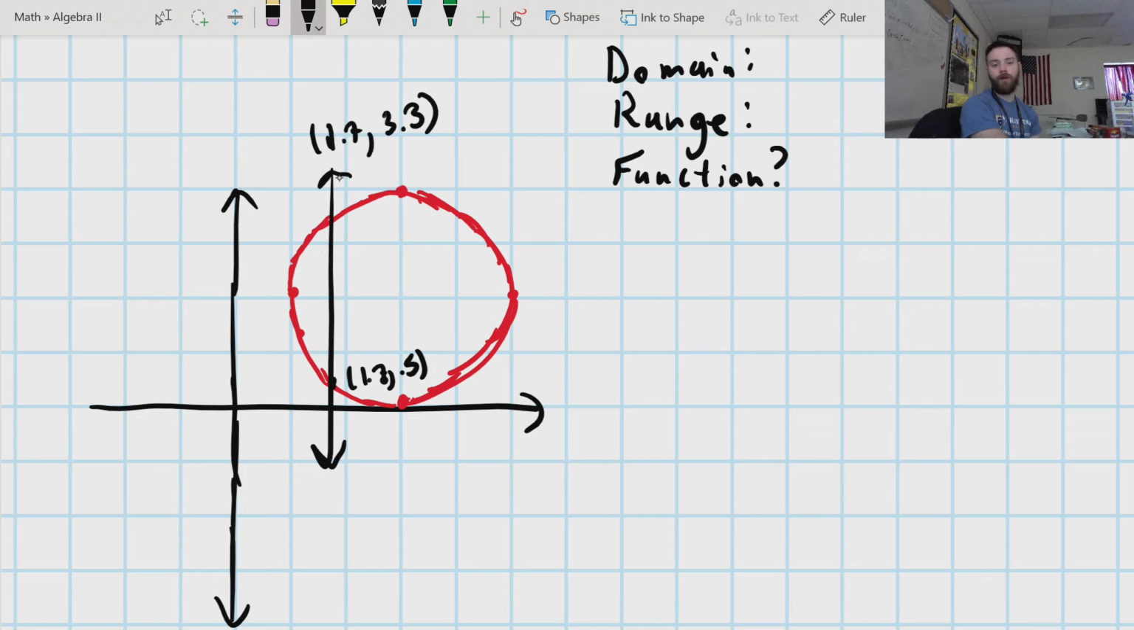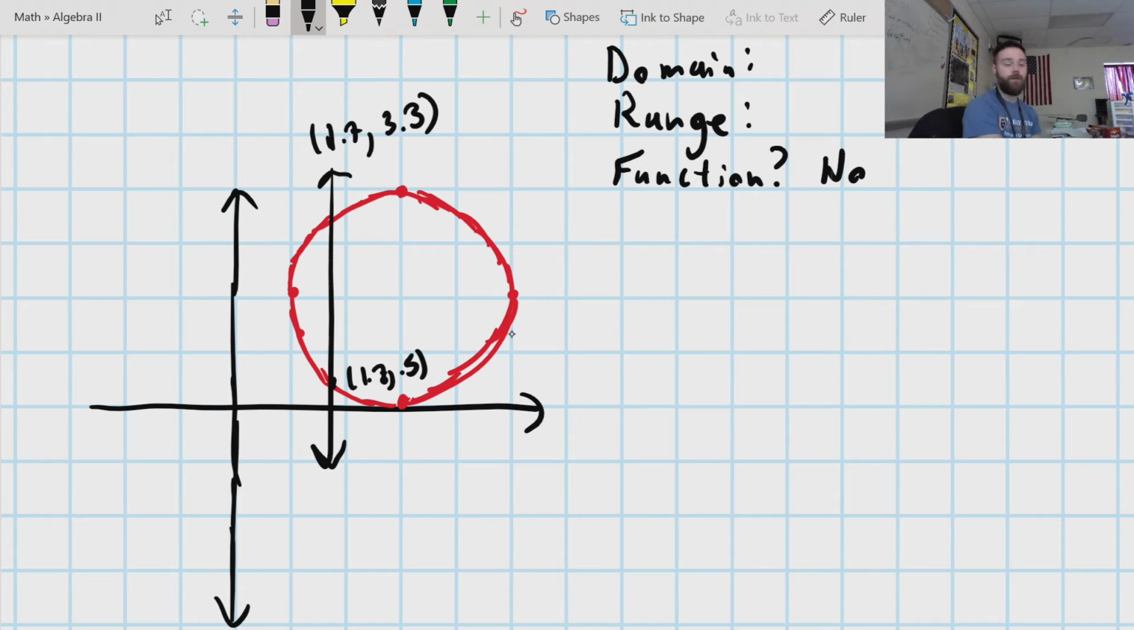So that's what the vertical line test does. It shows us immediately that if I cross through any 2 points, then this relationship, this curve, is not a function. So no, it is not a function.